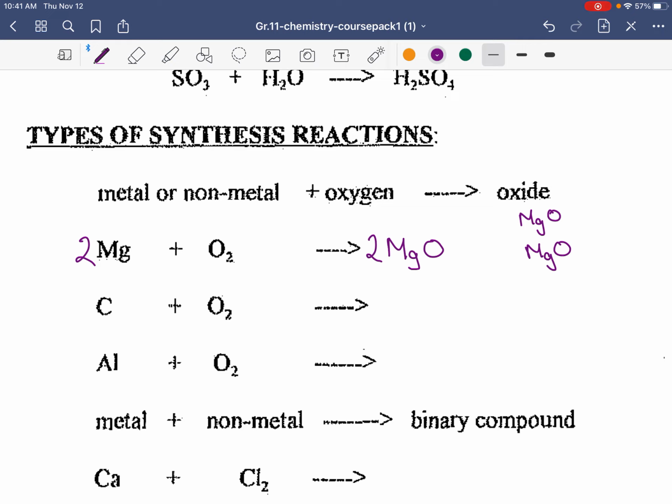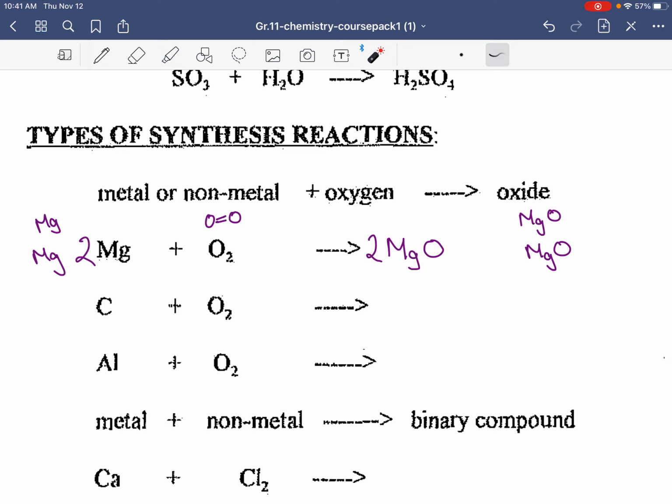Okay? So when I lay this out, you have 2 Mg and an O2, which is great. 2 Mg on the left, 2 Mg on the right. 2 O's on the left, 2 O's on the right. Now this comes with a lot of practice. The more practice you do, the better you get. That's just the way it is.